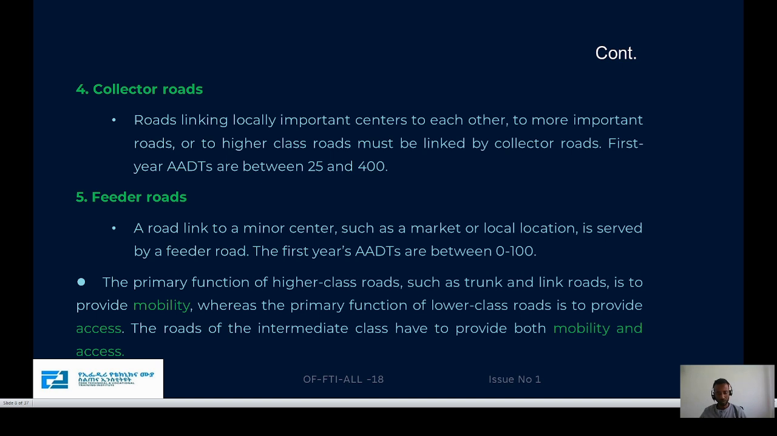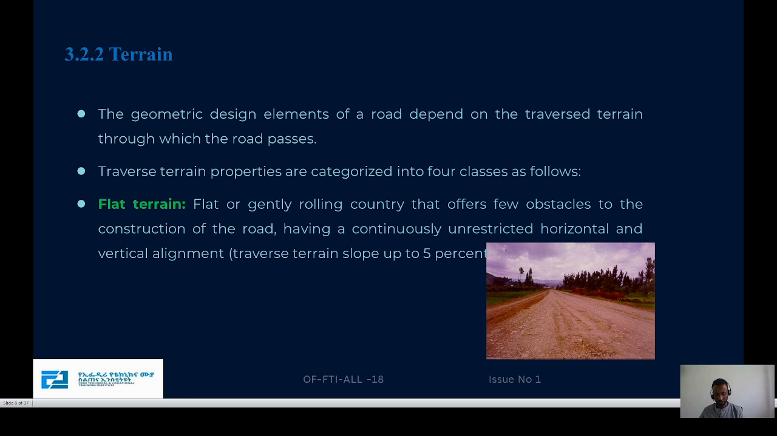So the primary function for trunk roads and link roads is mobility. Coming to the feeder roads, they provide access. The intermediate classes, collector and access, provide both mobility and access.